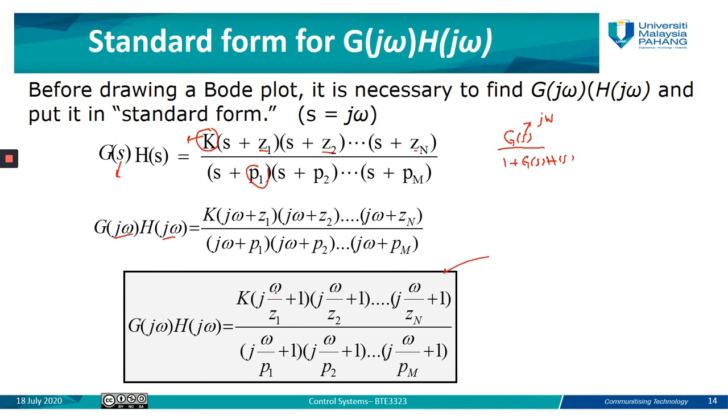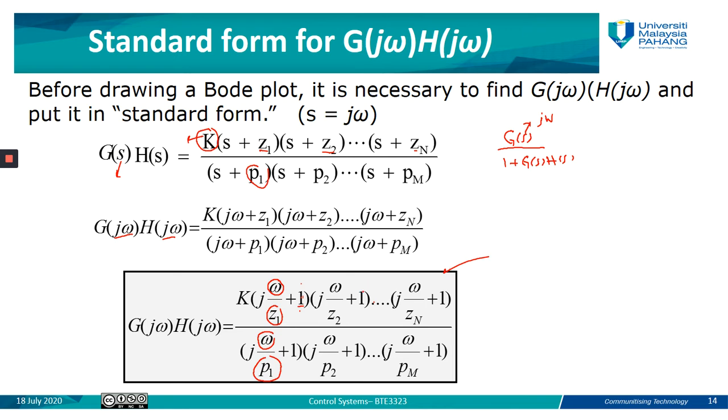In order to draw the Bode plot, we need to convert it into this form. So we are going to divide by the zeros, z1, z2, z3 and so on, in order to get unity. So after j, we have the value of the frequency over the value of the zero, and the value of the frequency over the value of the pole, like this one. So this is the general or standard form before you go to draw.